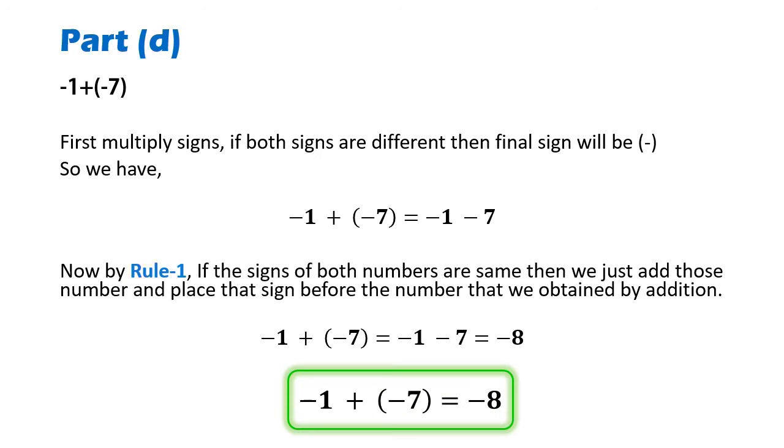Part D. -1 + -7. First multiply signs. If both signs are different, then final sign will be minus. So we have -1 - 7. Now by rule 1, if the signs of both numbers are same, then we just add those numbers and place that sign before the number that we obtained by addition. So finally we have -1 + -7 equals -8.